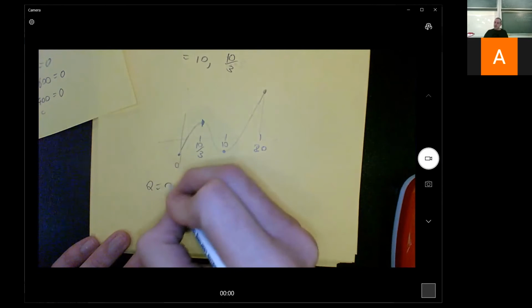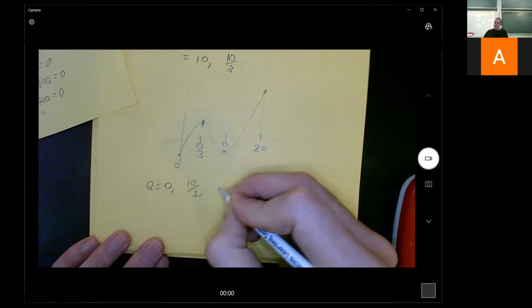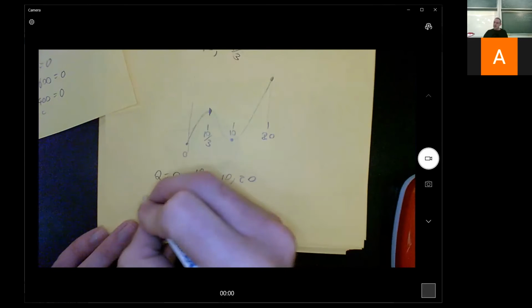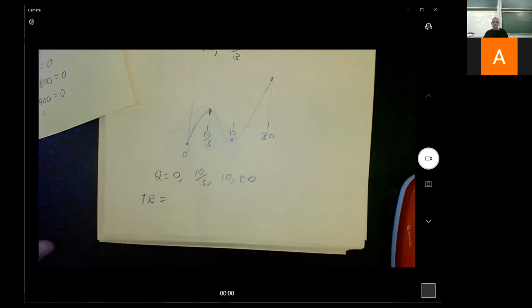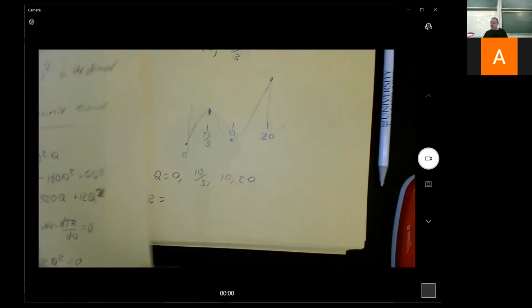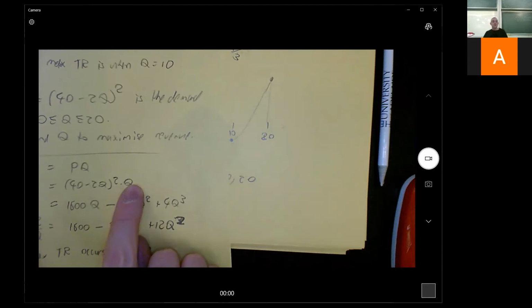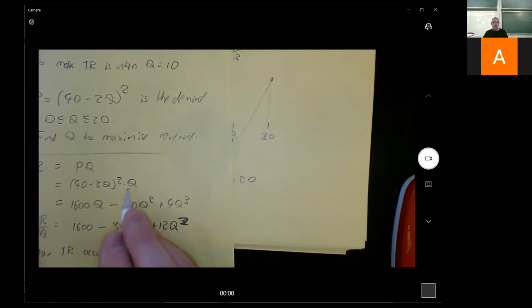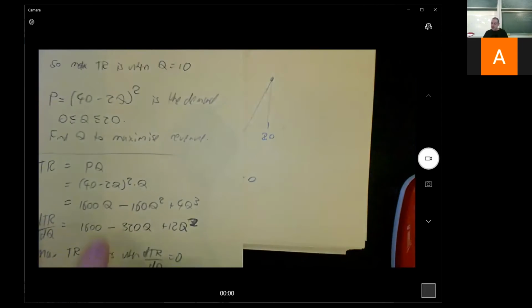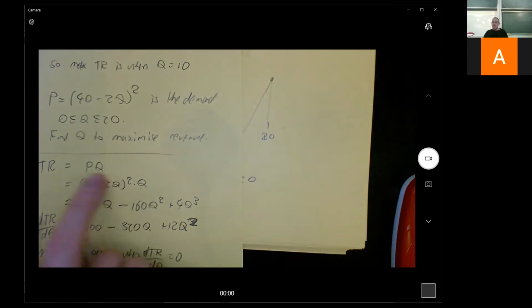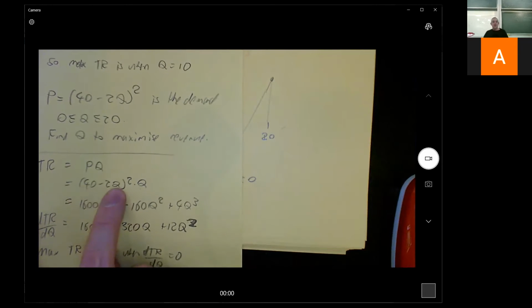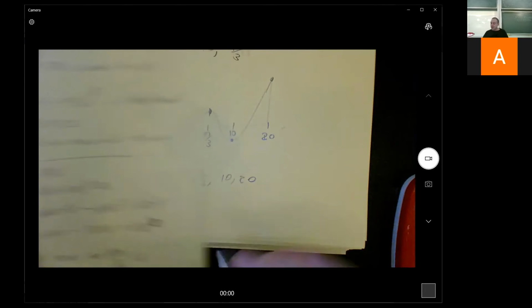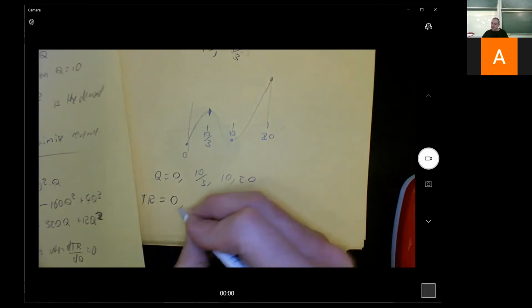When Q equals 0, or 10/3, or 10, or 20, the total revenue works out to be, and I would sub my numbers back into the formula. So when Q is 0, that's 0. When Q is 20, I'm going to get 0 there as well, because 14 minus 2 times 20 is 0. Okay, so this one's 0, so they're not the maximum.